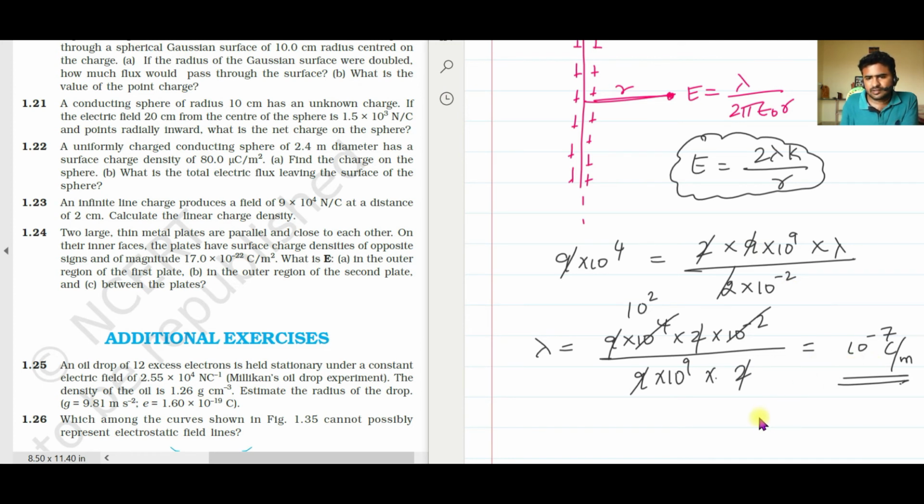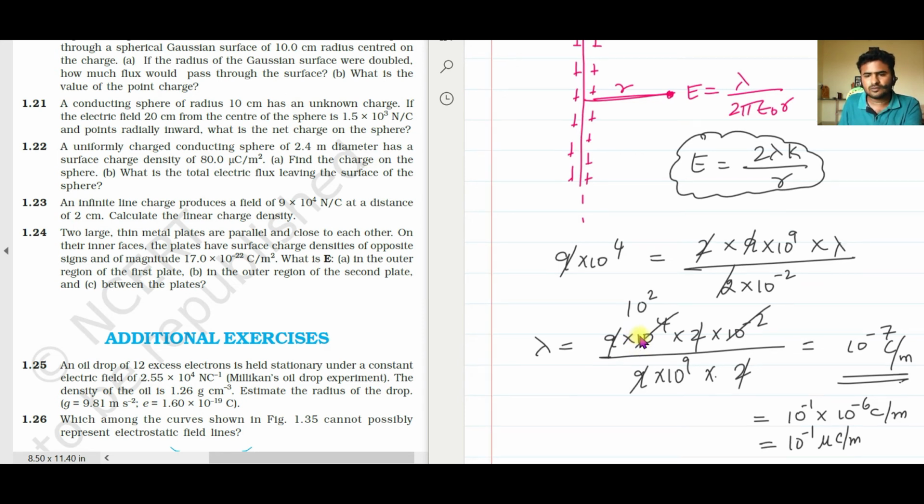You may also write this in terms of microcoulomb. I can write it as 10 power minus 1 into 10 power minus 6 Coulomb per meter. Okay, we would get it as 10 power minus 1 micro Coulomb per meter.